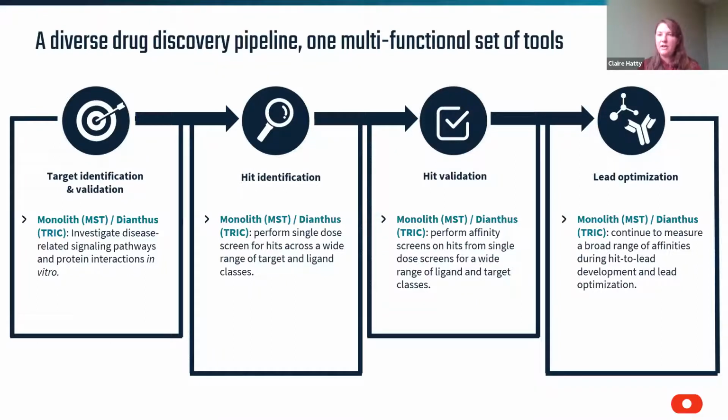Once the target has been validated, we then move on to the next stage, which is hit identification and validation. And this is in order to find more potential ligands that will bind to the target. And these could be anything like fragments and small molecule compounds, nucleic acids, peptides, other proteins and more.